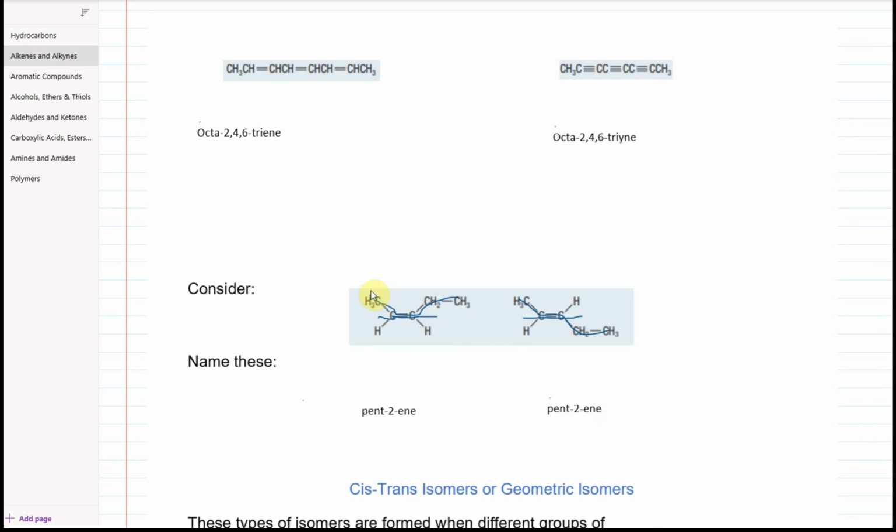If it stays on the same side, like this, then we call it cis. So the indicator cis tells us that the longest continuous chain stays on the same side as the axis drawn through the double bond, where trans goes across; the longest continuous chain goes across the bond angle, across the double bond.